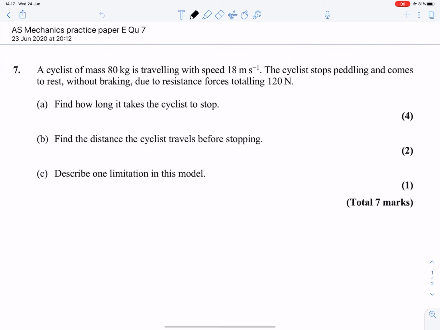So this is the last part of paper E on the mechanics. A cyclist of mass 80 kilograms is travelling with speed 18 meters per second. The cyclist stops pedalling and comes to rest without braking due to resistance forces totaling 120 newtons.